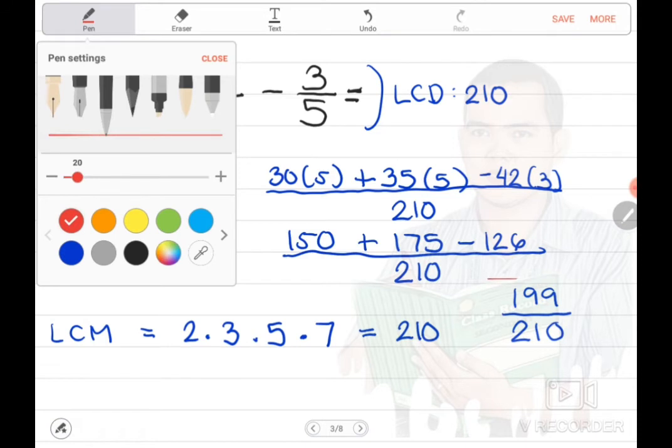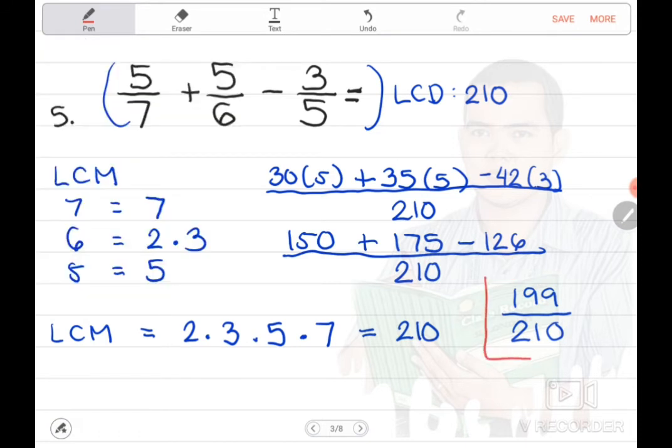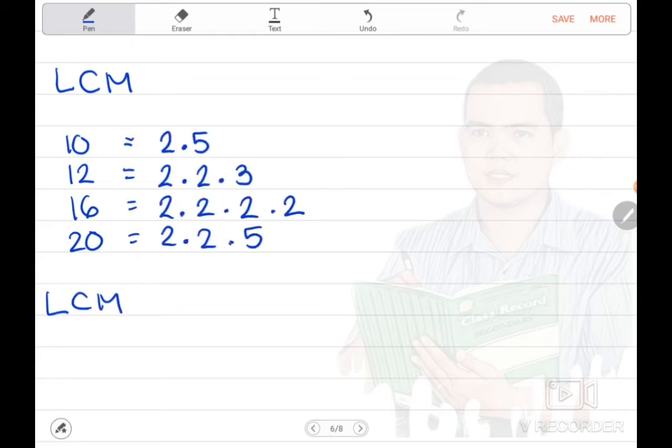So this will be our final answer. Let's have another example for finding the LCM. For example, ito yung mga denominators natin. What will be the LCD? So let us clarify how to use the LCM. What are the prime factors? We are going to look for the most number of appearance of such a number. Kung ilang beses ba siyang lumabas, kung sino yung pinakamaraming beses, kung ilang beses siyang pinakamaraming nag-appear.